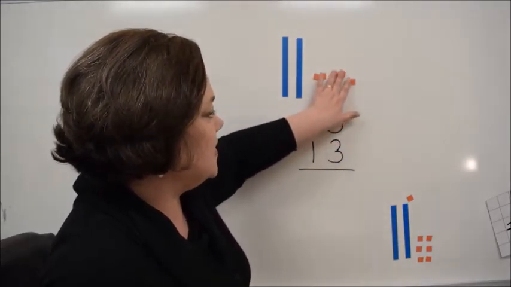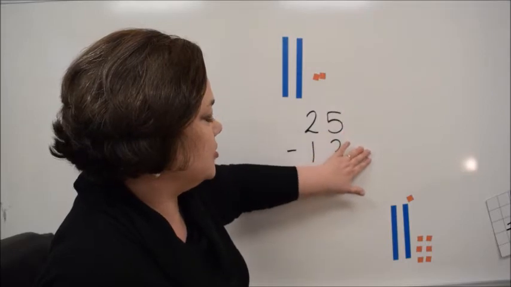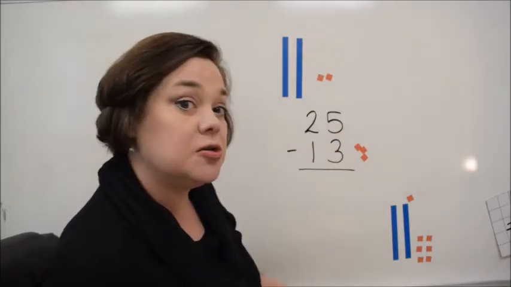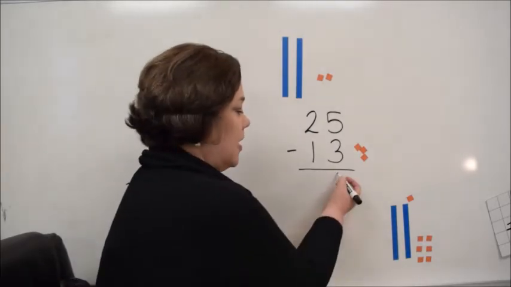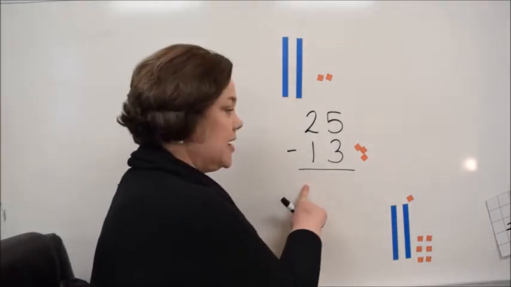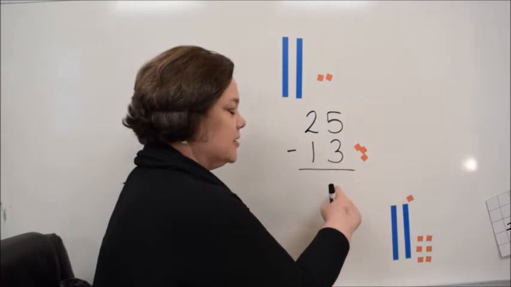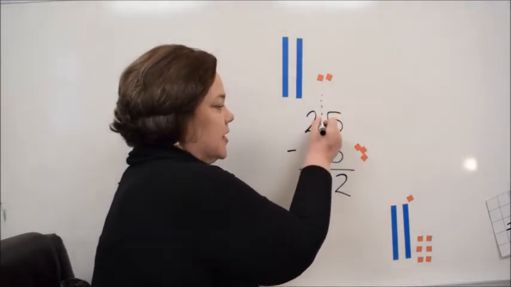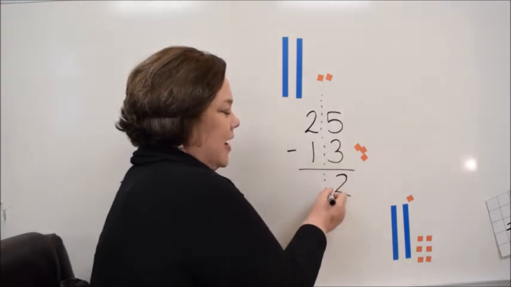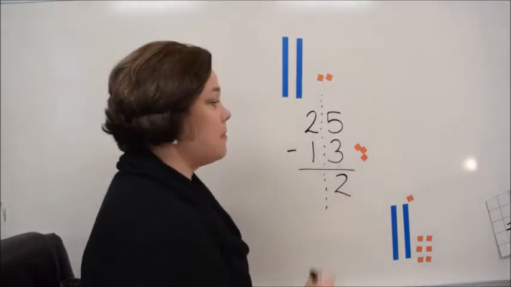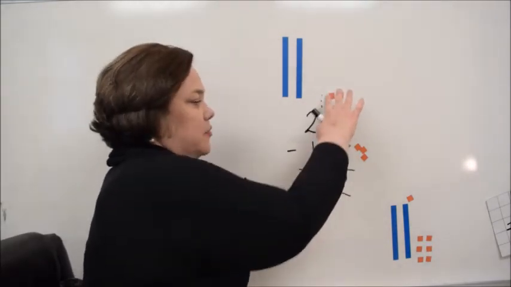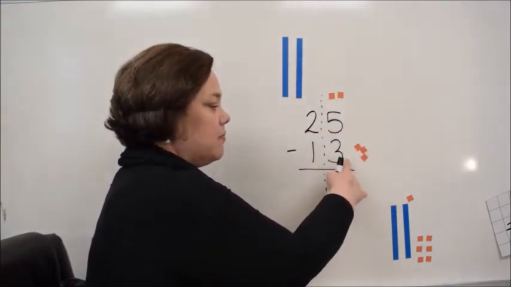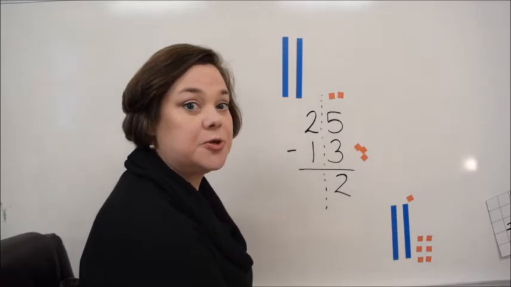So here is 5. I'm going to take these 3 away. Here's my 13. And I see that I had these 2 left. So here, I'm not going to write it over on here because we're only dealing with the ones place right now. In fact, you know what I could do? I could draw these dots to remind me to separate the tens and the ones. So 5 minus 3 equals 2.